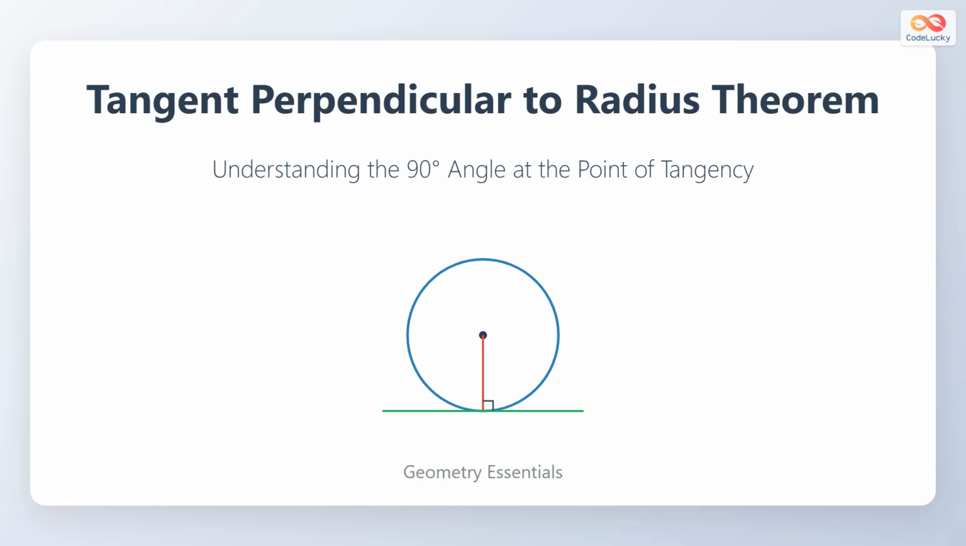Hello and welcome. In this geometry lesson, we are going to explore a fundamental theorem involving circles. We will learn why a tangent line is always perpendicular to the radius at the point of tangency.